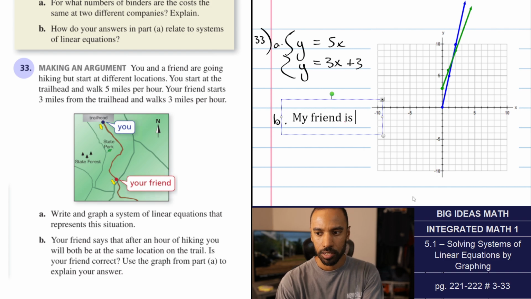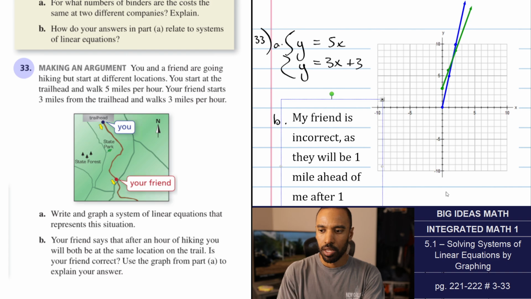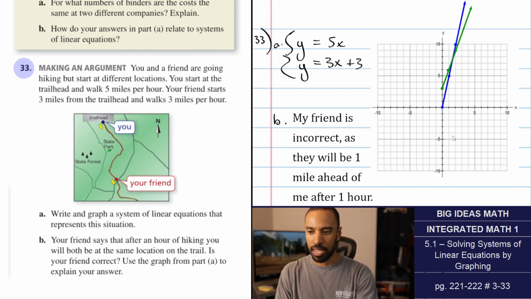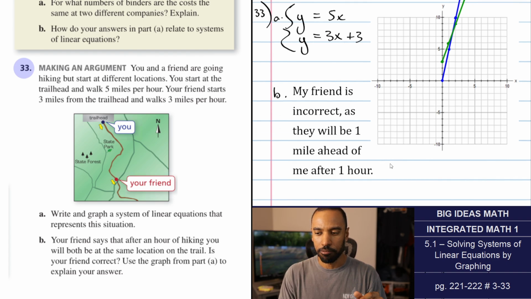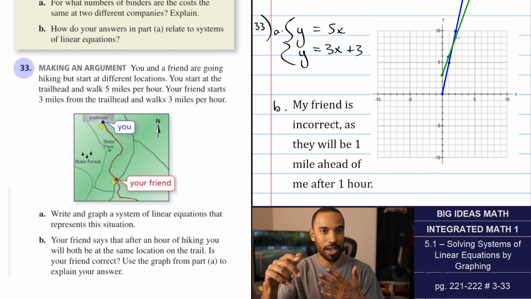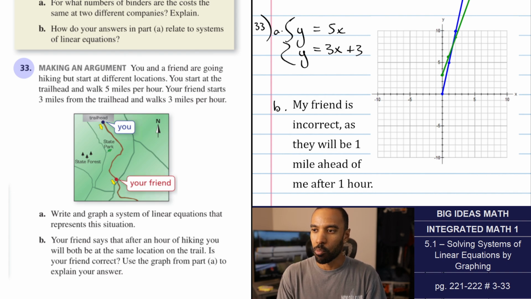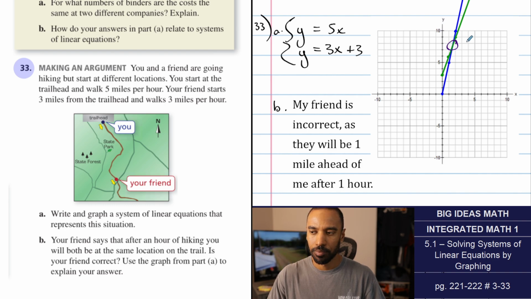My friend is incorrect, as they will be 1 mile ahead of me after 1 hour. So that 1 mile ahead, meaning 6 mile mark versus 5 mile mark. It's not until somewhere between the first and second hour that I pass my friend. I meet up with my friend, and it seems like I'm going past them. Somewhere in between 1 and 2, it happens, but not at 1. Probably a little closer to maybe halfway in between.